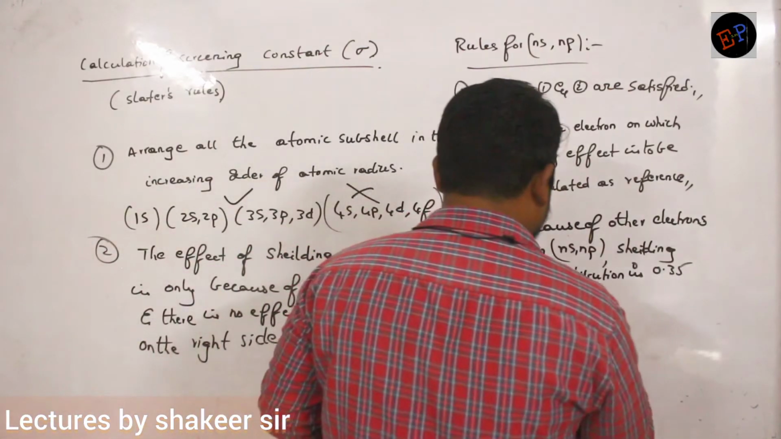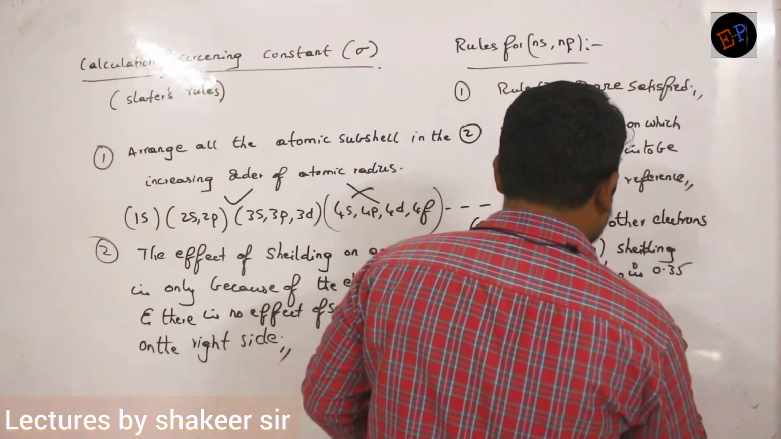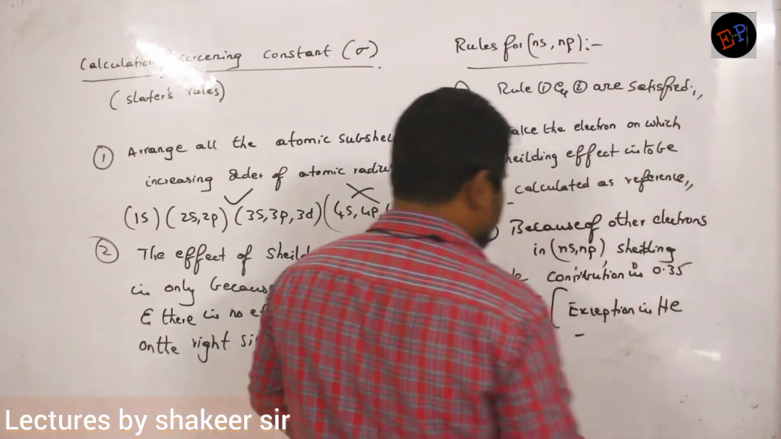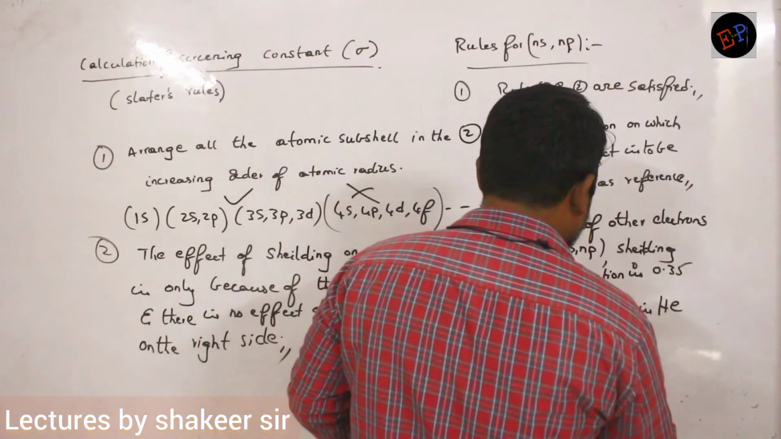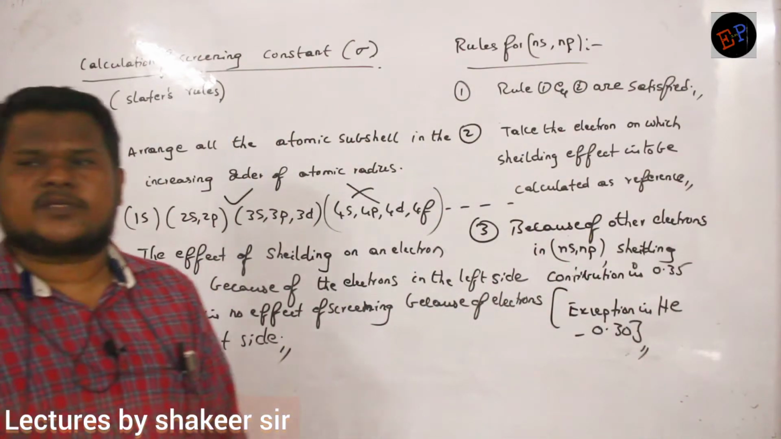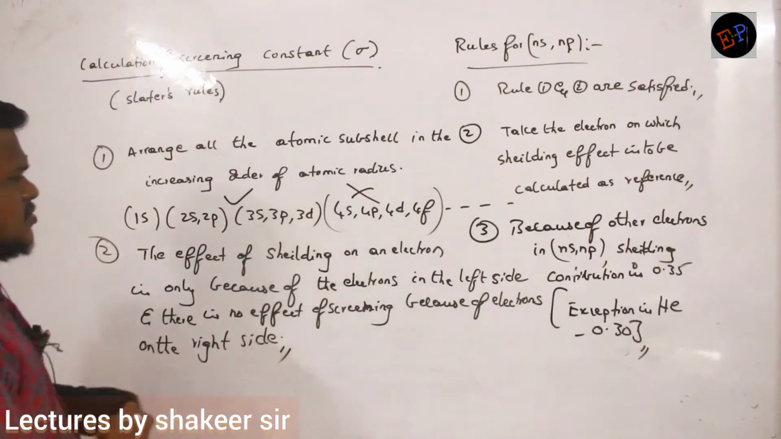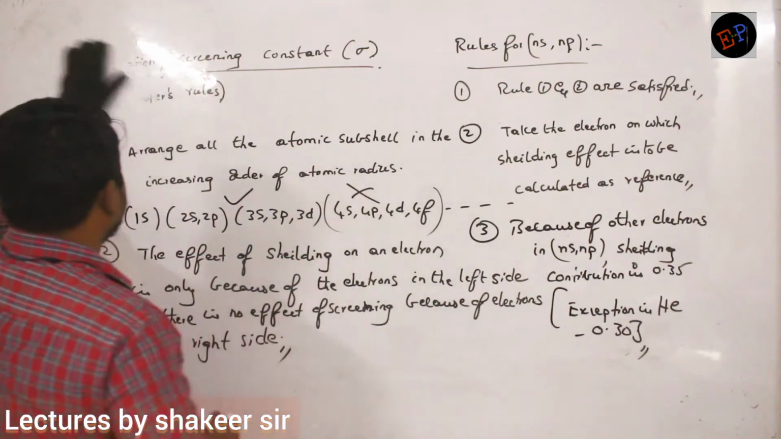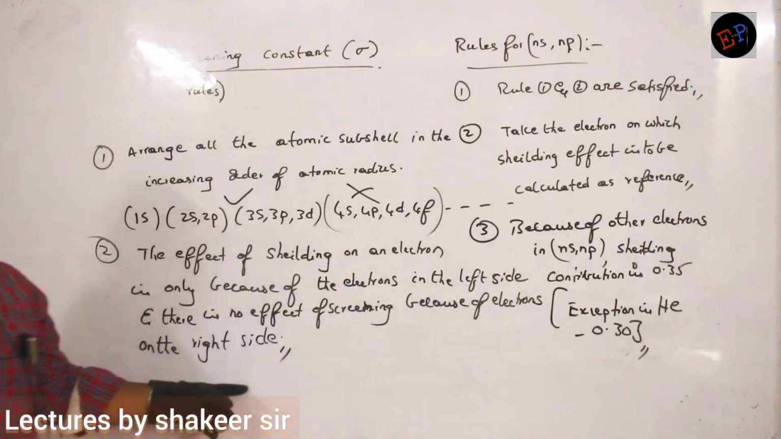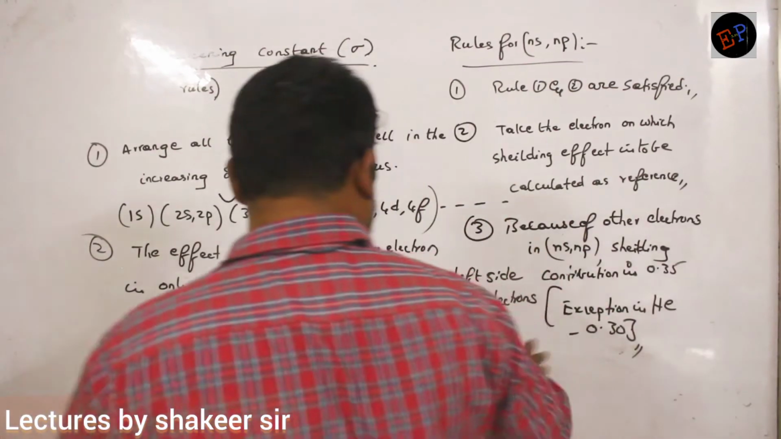The exception is helium. There is one exception. The exception is helium, for which the shielding is only 0.30. This is an exception. So in chemistry, exceptions are the most important things. Clear? So we have written the third point. Completed up to here.